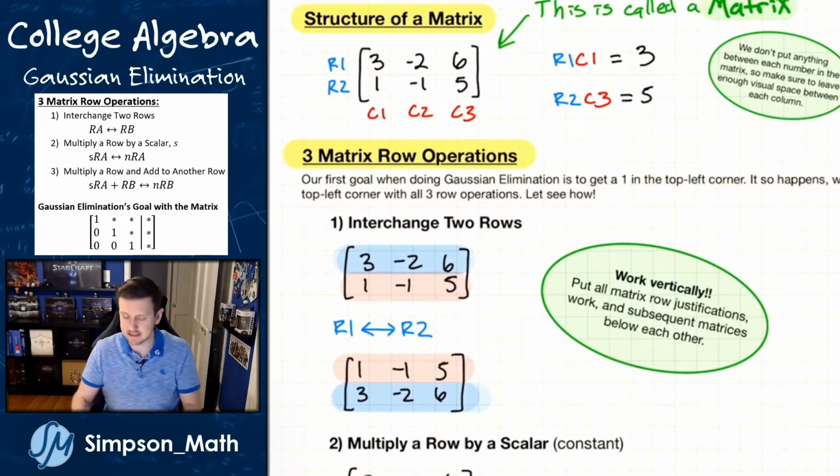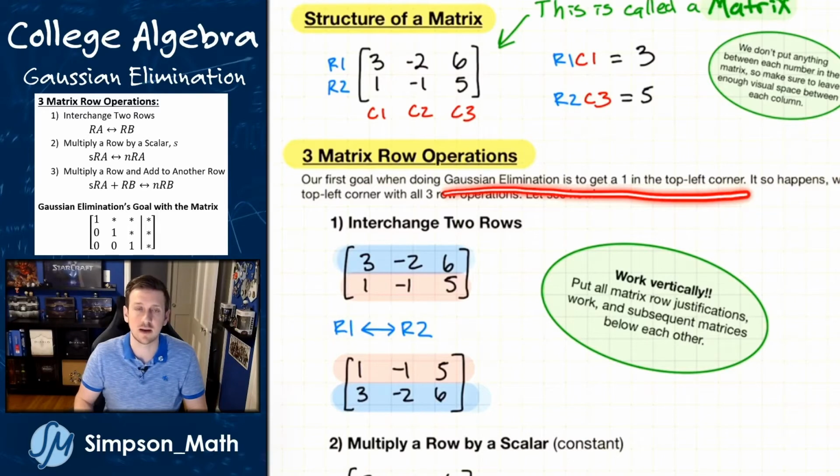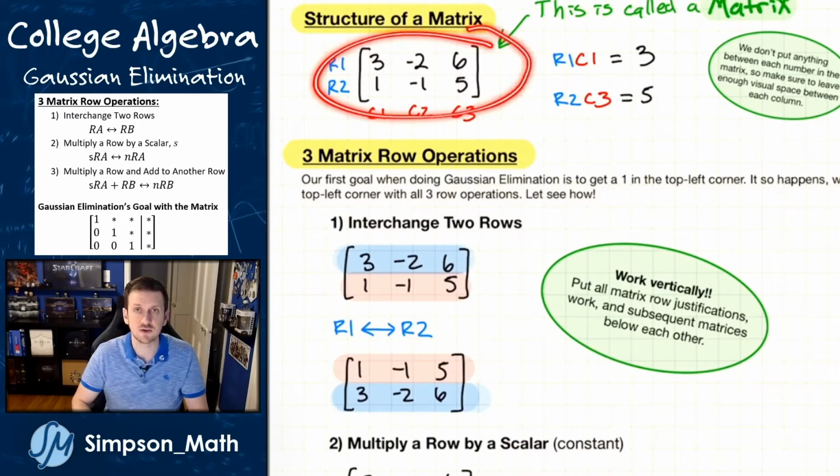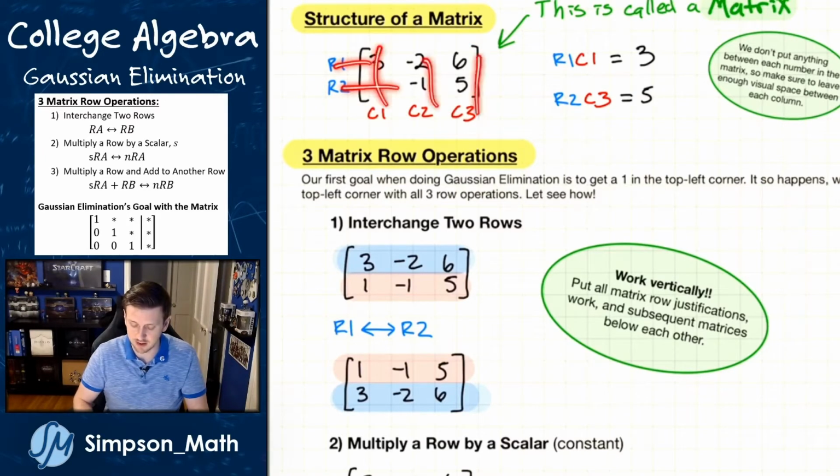You'll see why it makes sense in a second, but our goal when we do Gaussian elimination is to get a 1 in the top left-hand corner. So when I'm introducing these 3 operators to you, that's my goal, to get a 1 in that top left-hand corner. I'm starting with this introductory matrix that I showed you, with 2 rows and 3 columns.